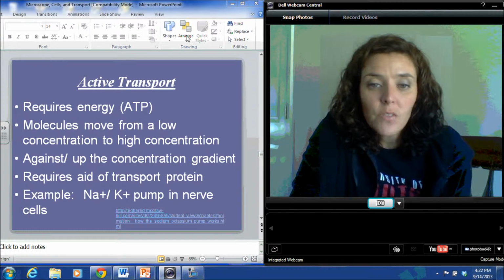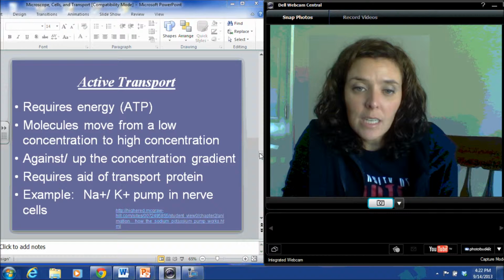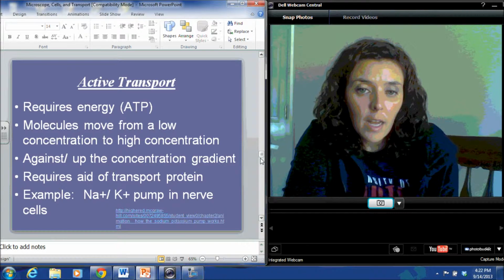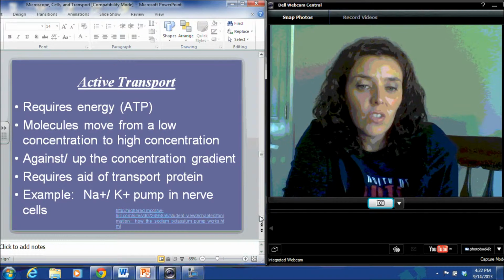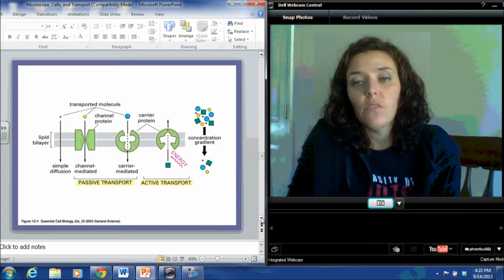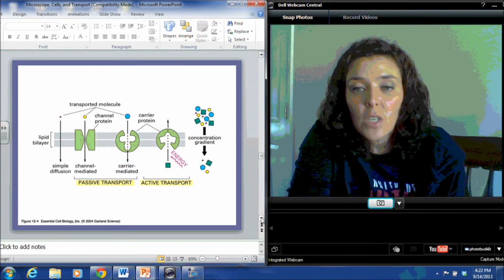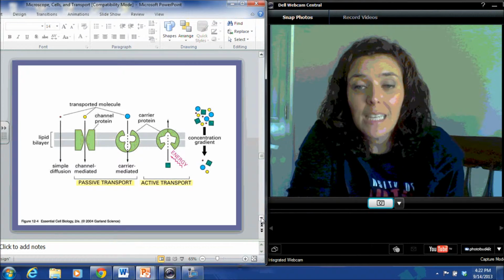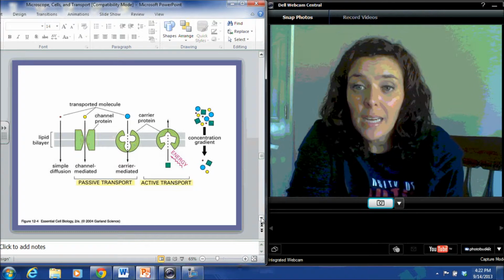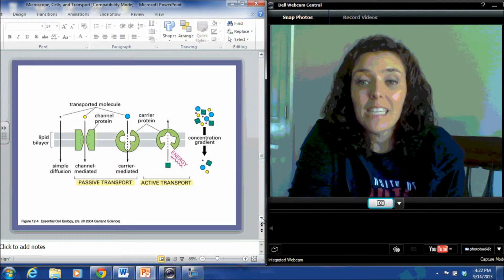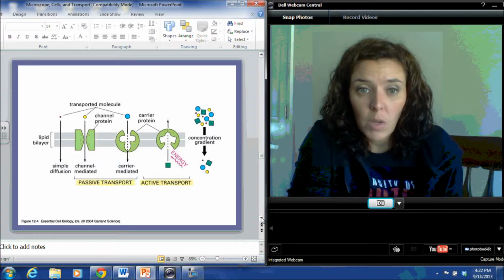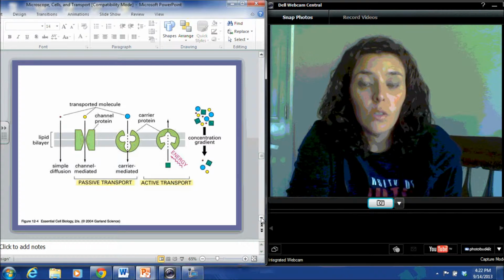So with active transport, one similarity it has to a type of passive transport is with facilitated diffusion. Active transport requires a protein carrier, but it's different in that it goes against the gradient. Okay, so molecules move from low to high.